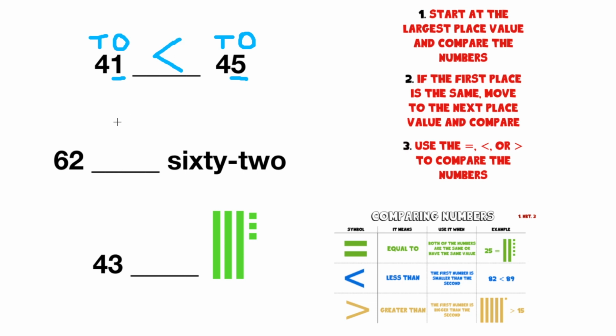Okay, now let's move on to the next one. I see that I have 62 over here, and because I know how to read and write numbers in various ways, I know that this is also 62. So let me write 62 right above it just to keep track. Okay, so once again, if I am going to start at the largest place value to compare the numbers, I need to label the numbers. Both of these are two-digit numbers, so I will label them with my tens and my ones.